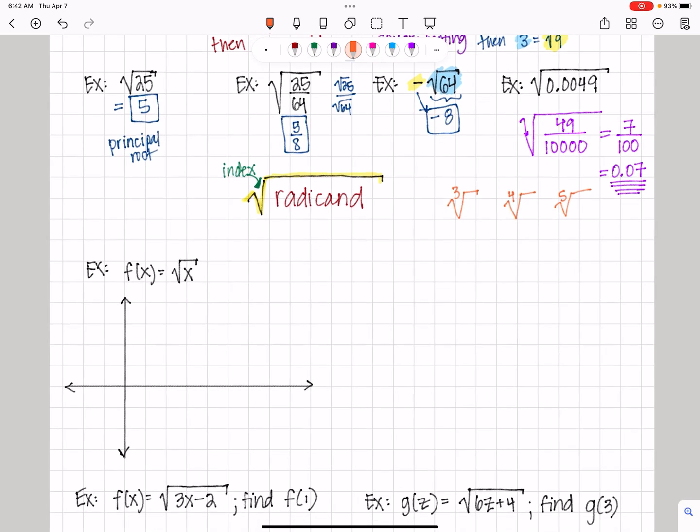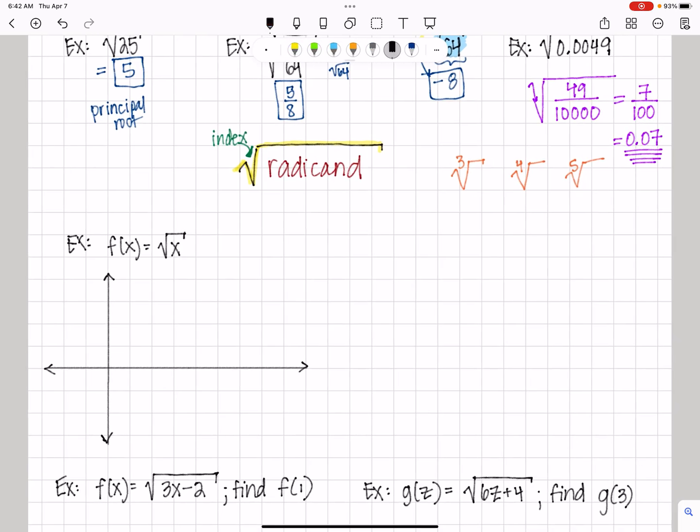So let's graph f of x equals the square root of x. And I'm going to do this by creating a table. So rather than call it y, because we're calling it f of x, I'm going to make the table x and then f of x. And we know that f of x is the same thing as the square root of x. Now, if I put a negative number as the radicand, the square root of a negative number is not real. That is not real.